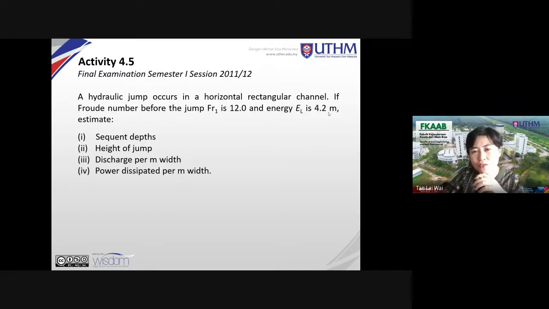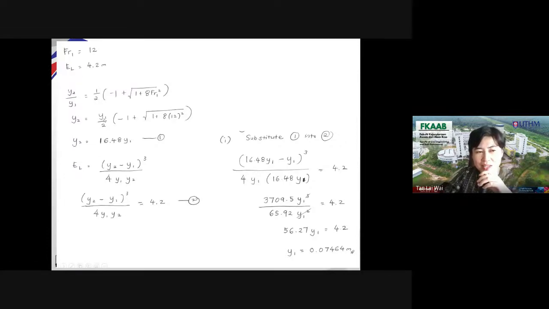But you have to substitute the conjugate depth equation into the energy loss equation. Then you can solve for sequent depth. This is how we do it, basically. You write out your conjugate depth equation in terms of Y2, then you substitute Y2 into the energy loss equation, then you can solve for it.